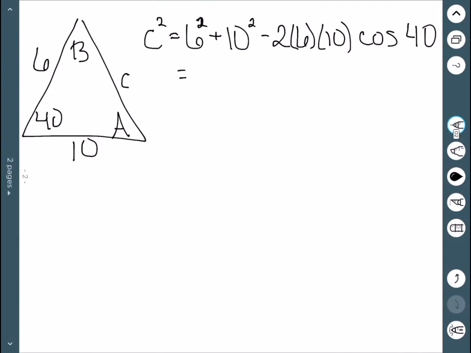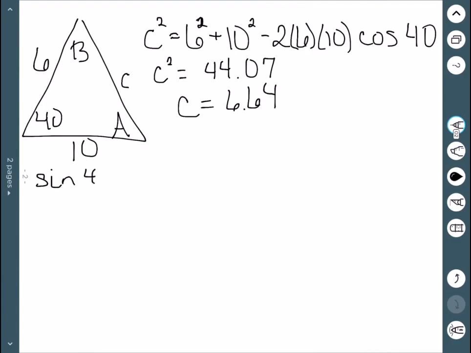right-hand side. And when we do, we show that c squared is equal to approximately 44.07. Then we can find c, which is approximately 6.64. So now we have our missing side, and we need our two missing angles. And now we can use our law of sines to find one of those.